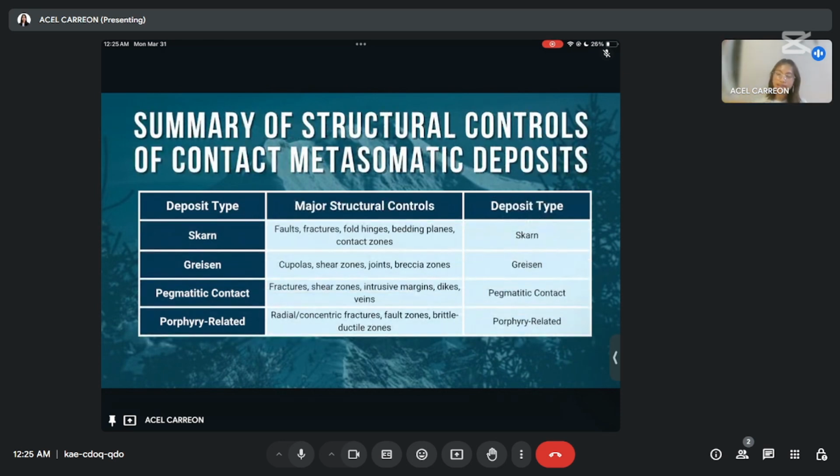So, to summarize the structural controls of contact metasomatic deposits, in skarn we have faults, fractures, fold hinges, bedding planes, and contact zones. In greisen, we have cupolas, shear zones, joints, and breccia zones. In pegmatitic contact, we have fractures, shear zones, intrusive margins, and dikes and veins. And lastly, in porphyry related, we have radial or concentric fractures, fault zones, and brittle to ductile zones.